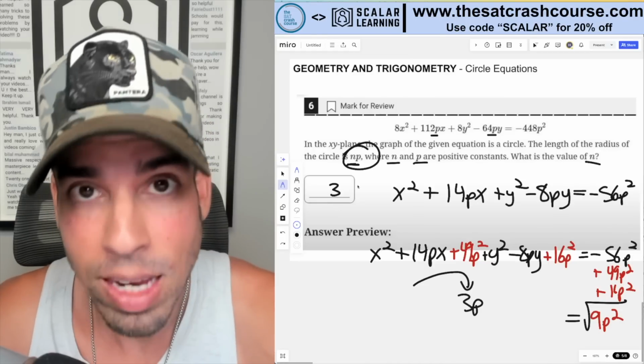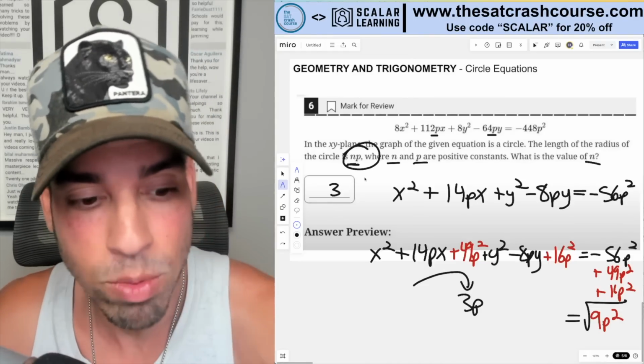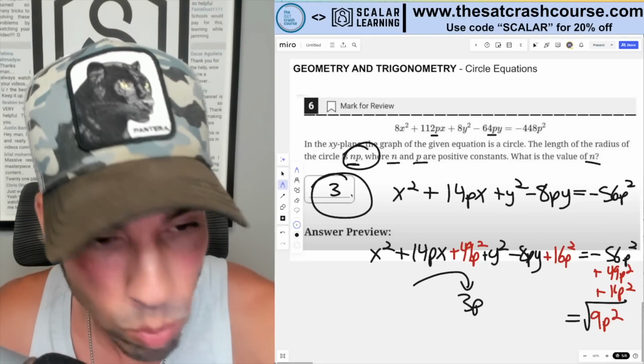So DESMOS can be used. You just got to be a little bit savvy with it. But anyways, these are the 2 ways to carry it out. 3 is the winner. Done.